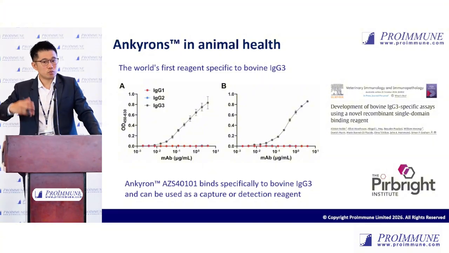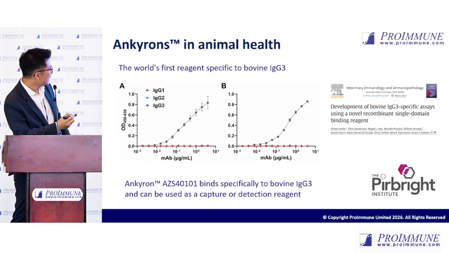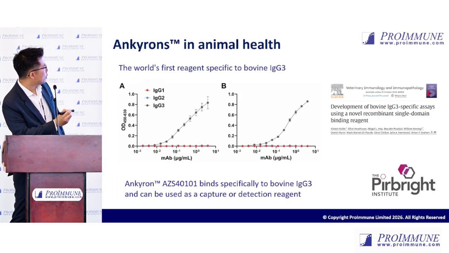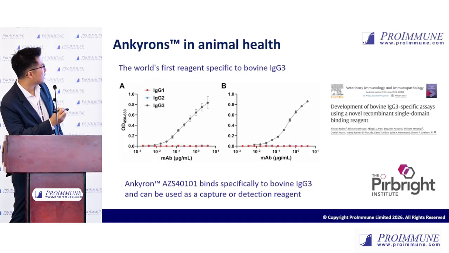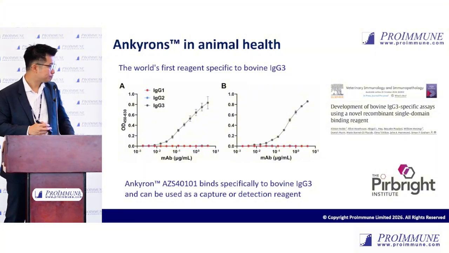So this is where we performed the screening, and you can see from this ELISA data two different clones. The gray line represents the signal of IgG3, and the blue and red are IgG1 and IgG2. You can see that they are nice and flat at baseline. So you can see a titratable effect using the Ankyrons to identify just IgG3. It doesn't cross-react to the other IgGs.